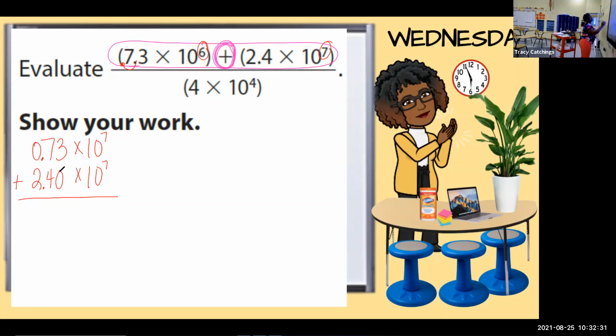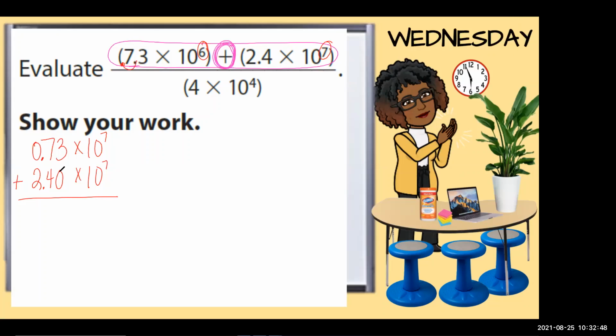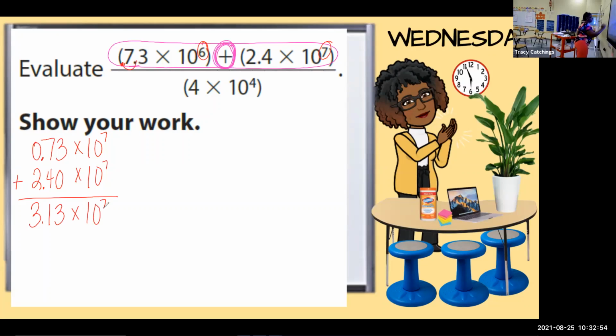So now we can add those decimal values. 0.73 plus 2.4 is 3.13. All right, 3.13, and they told us that exponent will remain the same. Now we have 3.13 times 10 to the 7, which is being divided by 4 times 10 to the 4.